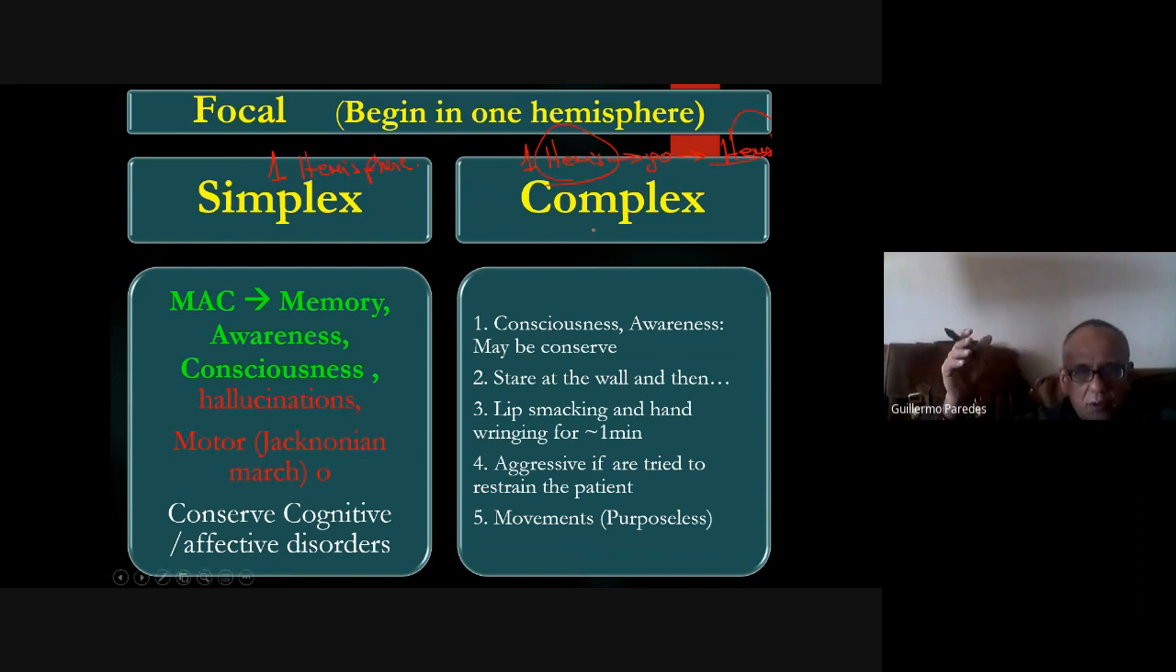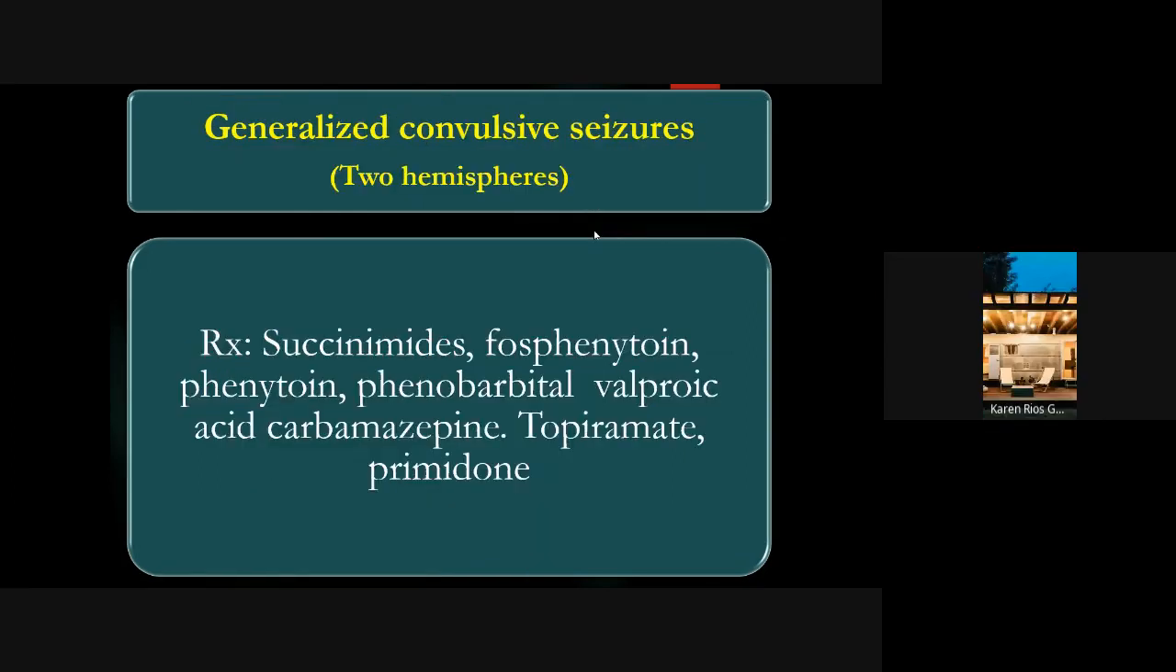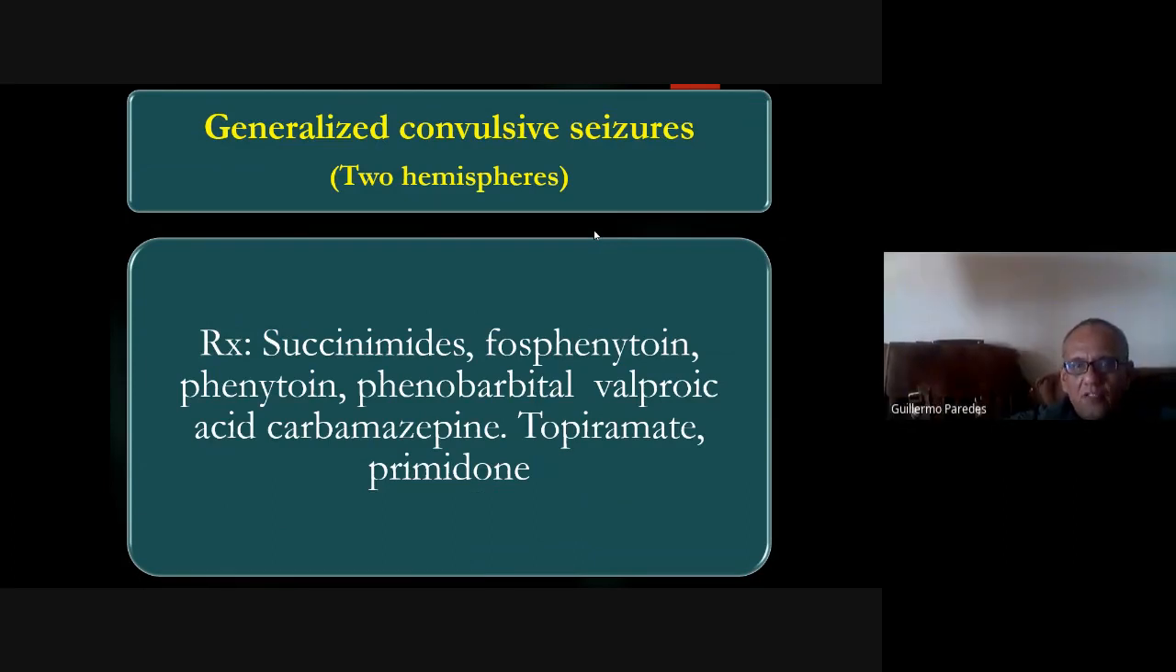We're talking about the cerebrum, correct? So that is simple and complex. Focal: it starts in one place and stays there. That is the simple. And the complex is when it starts from here and goes to the other side. You okay with that? Yes. And generalized is the classical epilepsy, which starts in both hemispheres. Okay, so can you tell the difference, right?